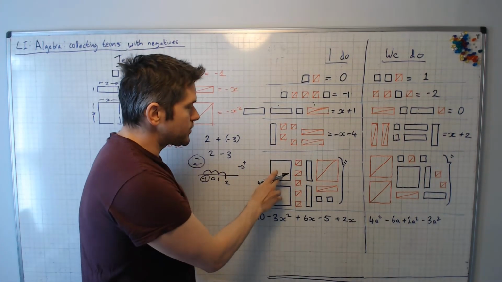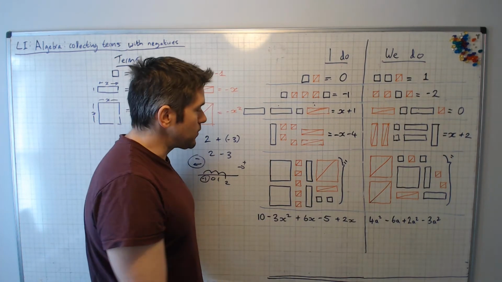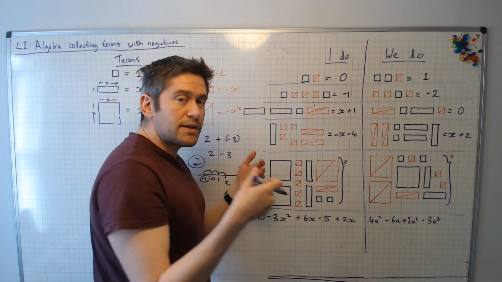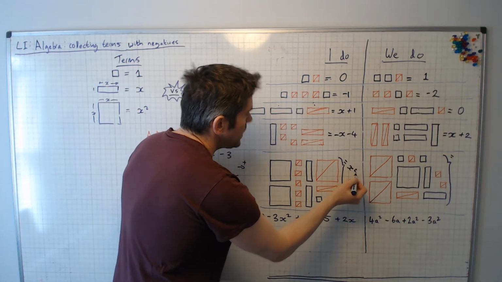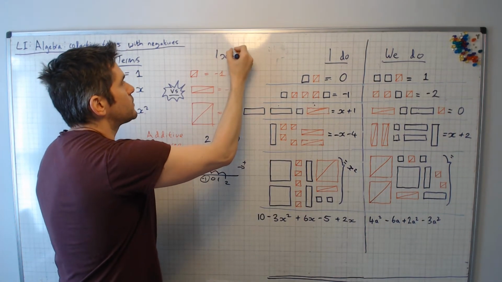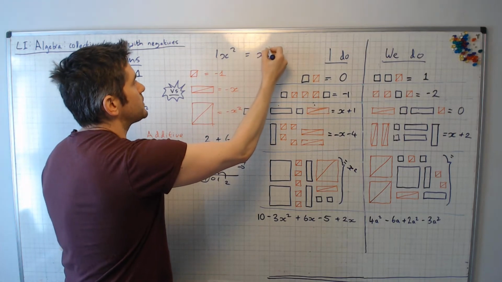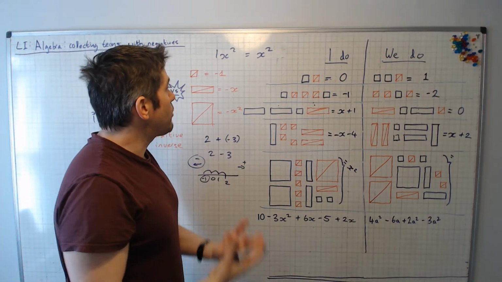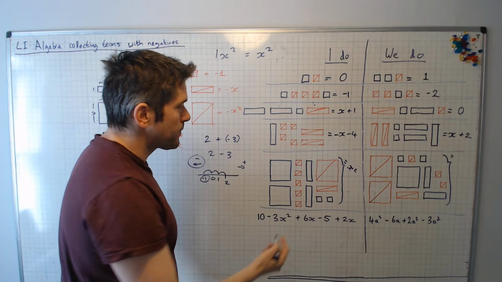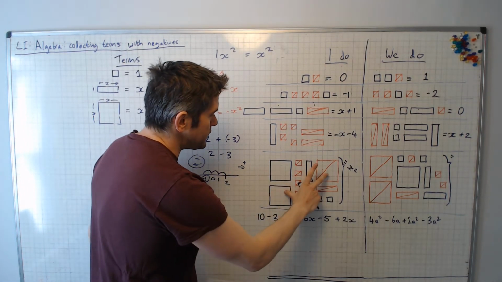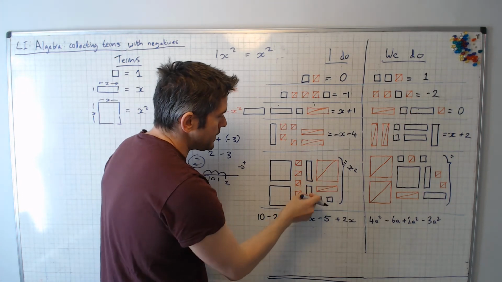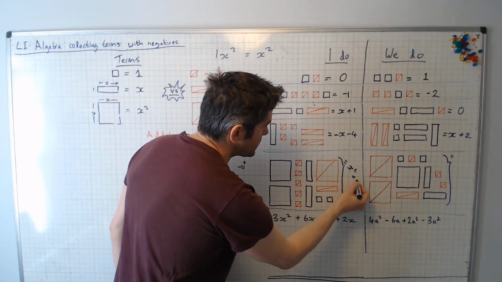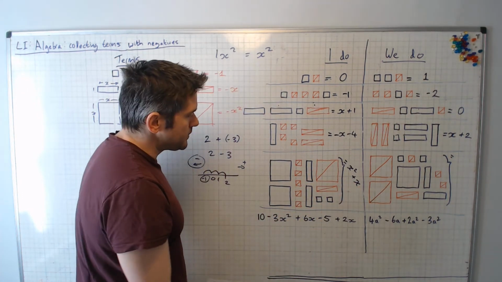We've got 2x squared and a negative x squared. 2 of those add together to make 0, leaving us just with 1x squared. Now we don't write 1x squared, we just write x squared. If we've got 1 of something, we just write the thing. We don't write the 1 in front of it. Then we've got 2x minus x. Those cancel, leaving us with 1x, which we just write as x.